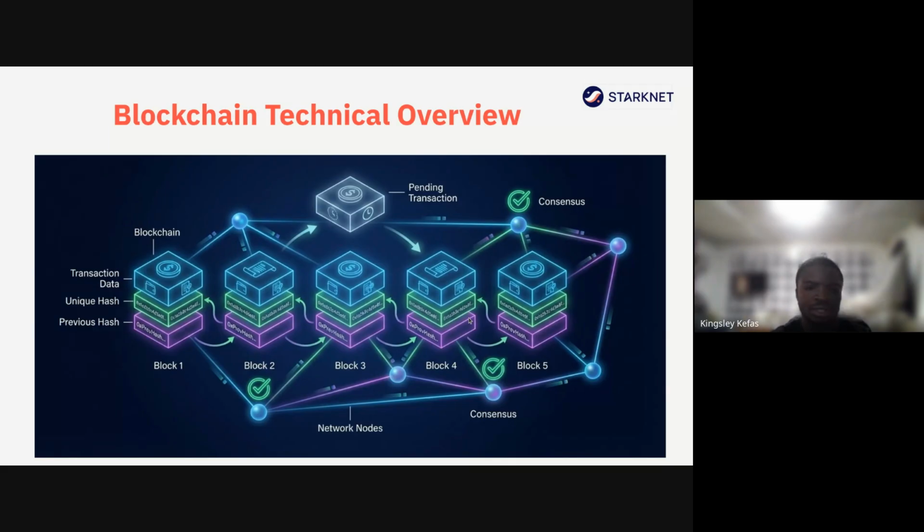You can have as many blocks as possible. And if you look at this, block 1 is connected to block 2, block 2 is connected to block 3, block 3 is connected to block 4, block 4 is connected to block 5, and so on, right? So looking at this first block itself, you see that it has 3 different layers, or 3 different parts, right?